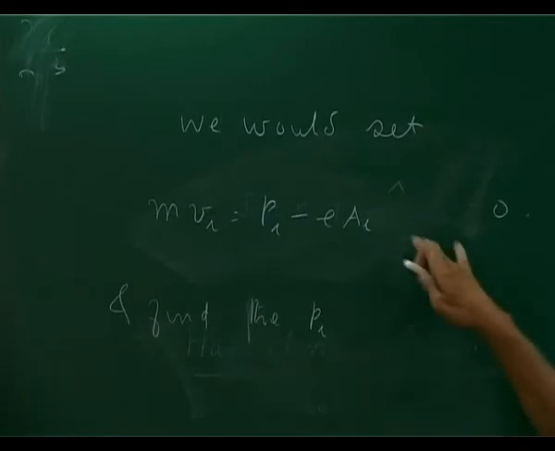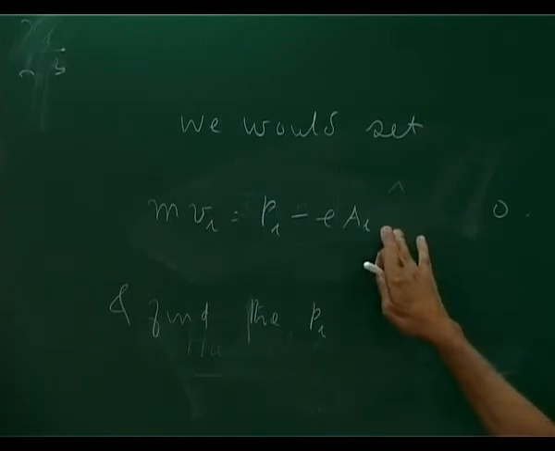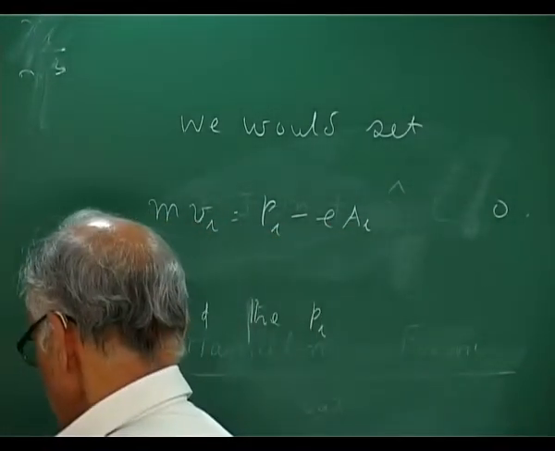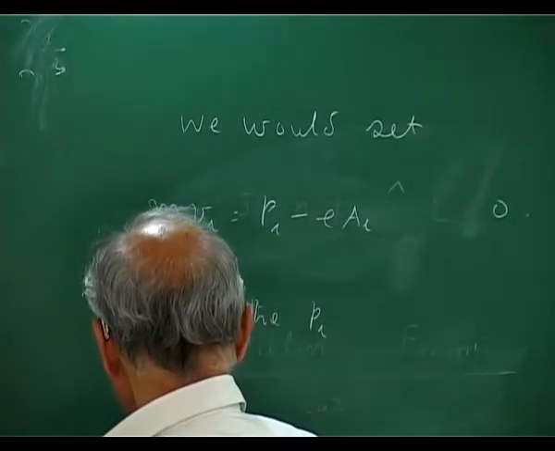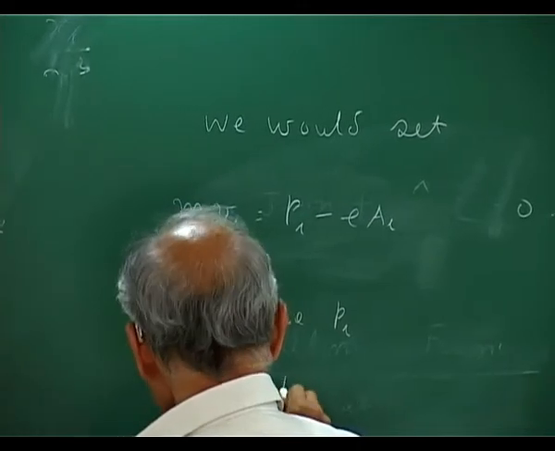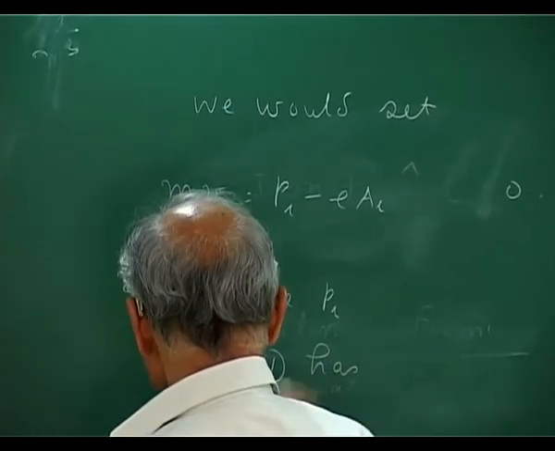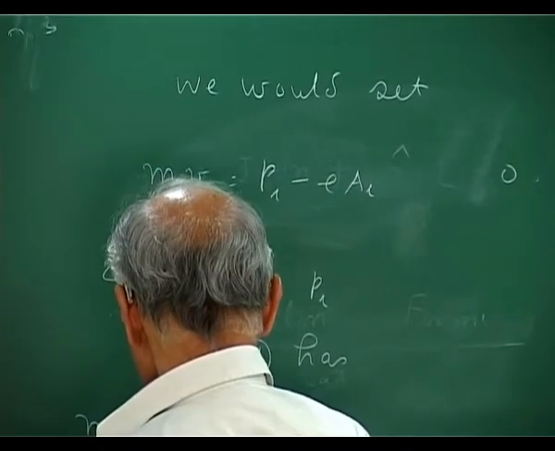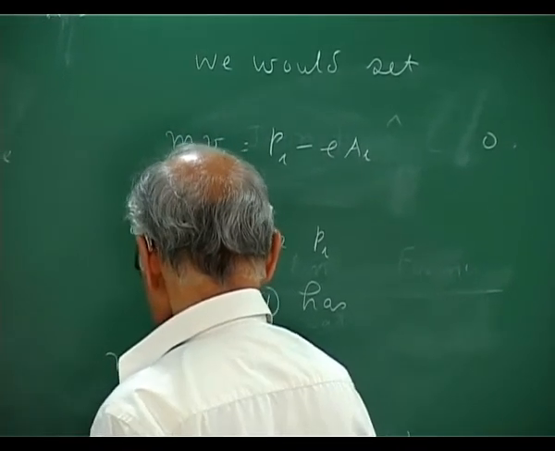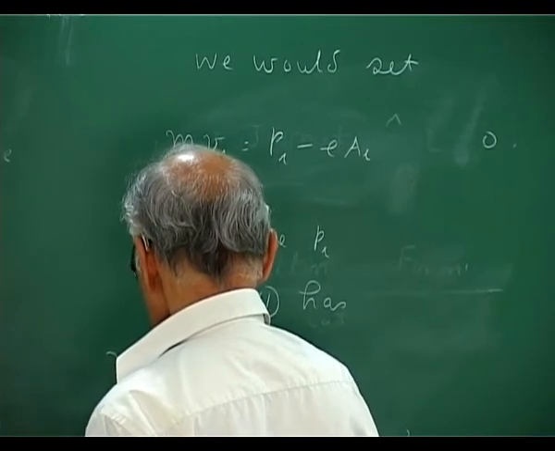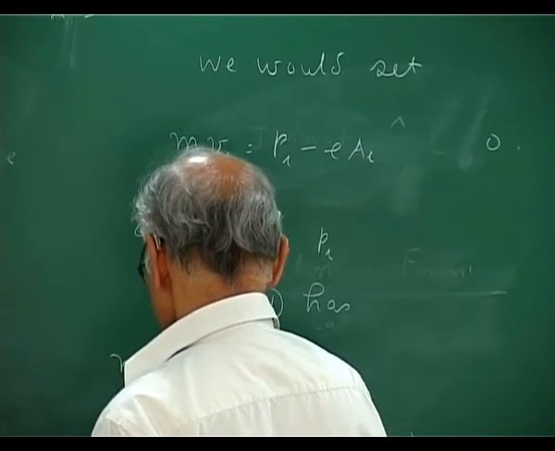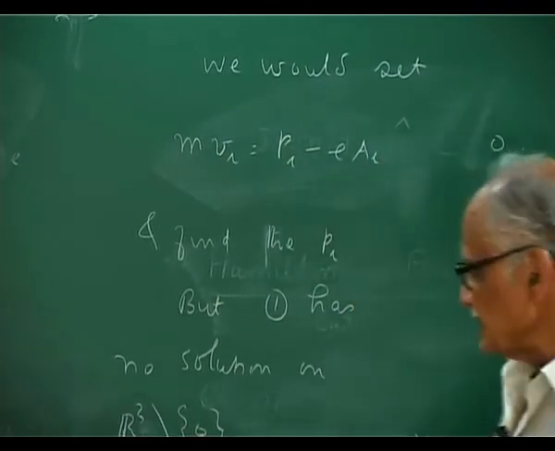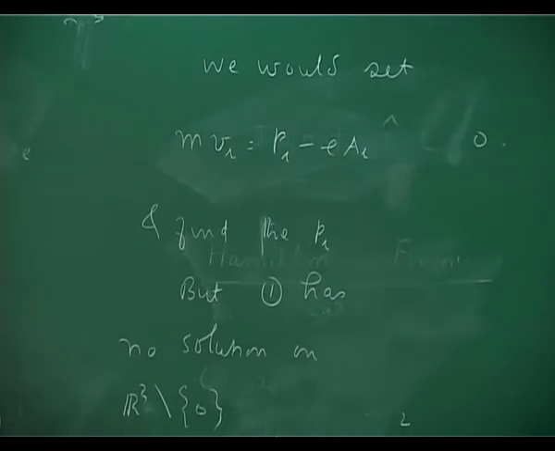Because this is the standard momentum that comes in the presence of an electromagnetic field. Okay. But equation 1 has no solution on R3 minus the origin, the complement of the origin in R3. This has no solution because one can see this in many different ways. Okay.